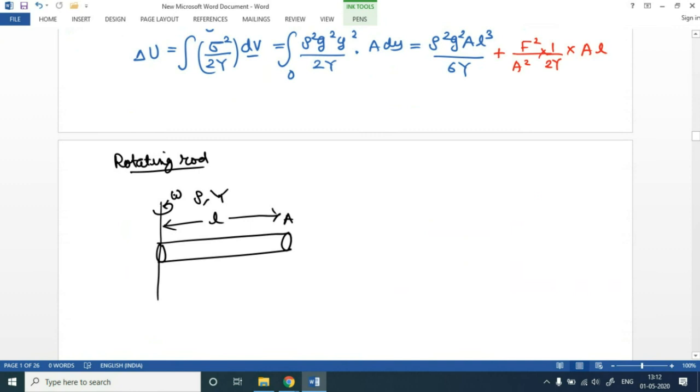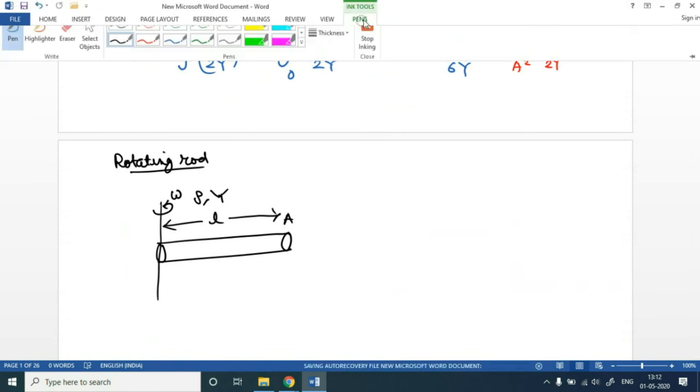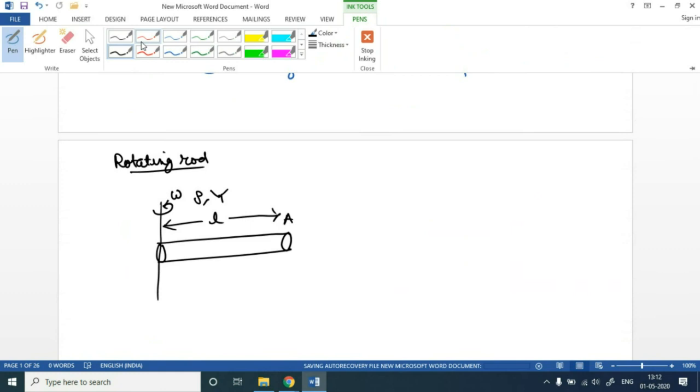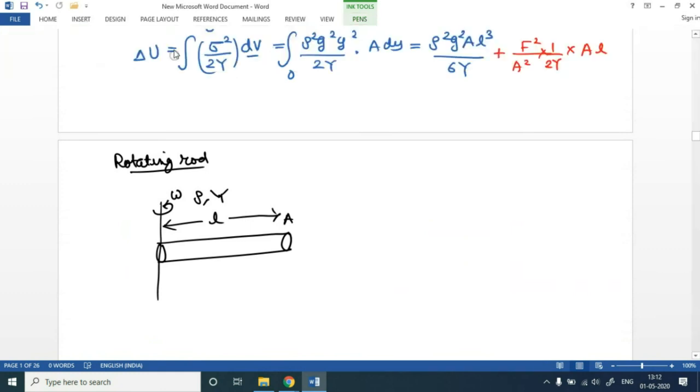In order to do that, we first need to write the force profile or tension profile. You must realize, at a distance of x, let's choose an element of width dx. This element will be under tensile stress. Let's say the tension on this side is T, so the tension on this side would be T plus dT over here.